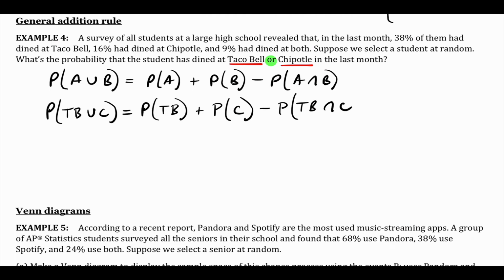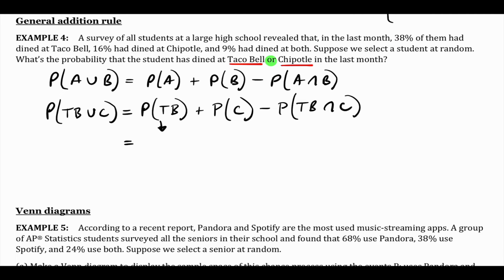Do you have to do this? No, but it helps me. I don't see A and B anywhere in the question, but I see a TB and I see a C, right? So that's what those are. So it's the same formula, just in context. Okay.